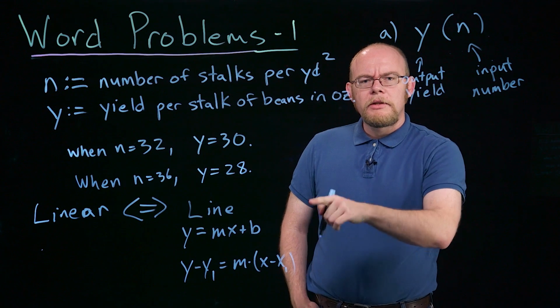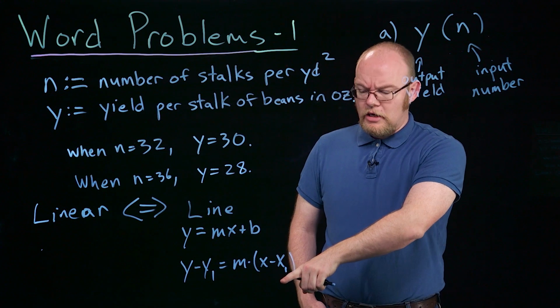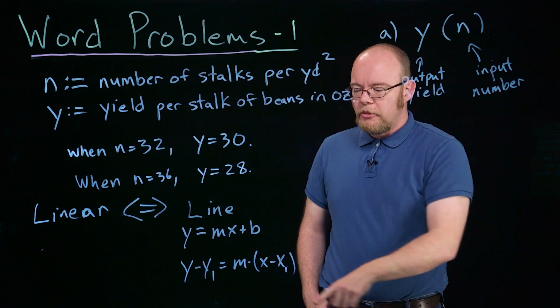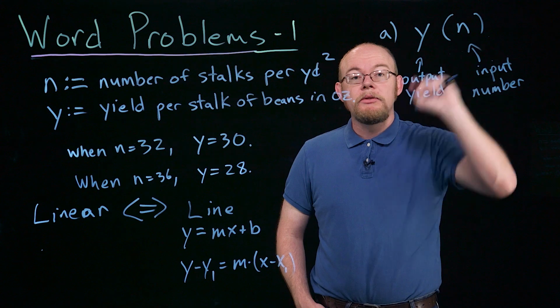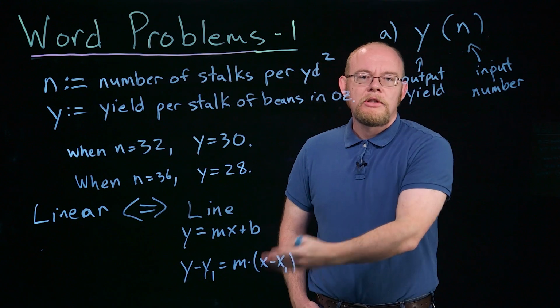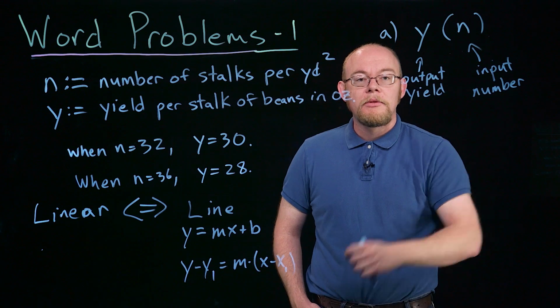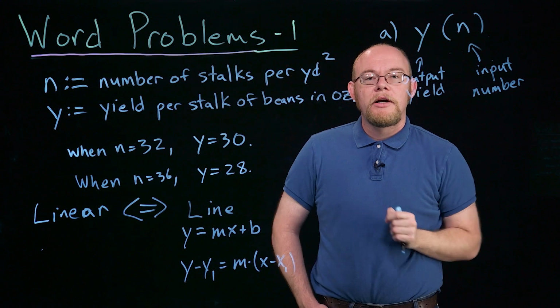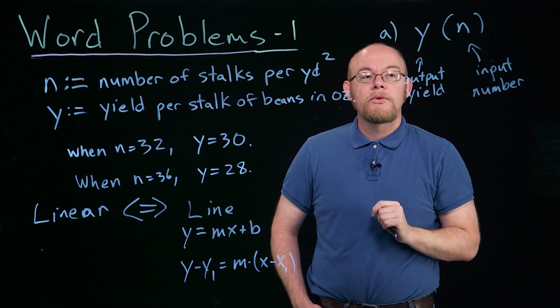So we want to use one of these equations right here. I'm going to use this point-slope form. So the y stays the same because it's still our output, but you notice instead of using the x, we're going to use an n. That's okay. These letters are just representing something. X is just the general variable that we use to represent numbers, and in this case, we want to put extra meaning on that. That is n, the number of stalks planted per square yard.